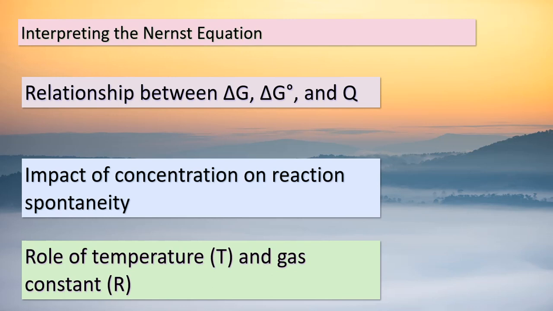The temperature, T, and gas constant, R, also play significant roles in shaping the outcomes. This equation is crucial for predicting the behavior of electrochemical cells and understanding how they function under different conditions. As we move forward, we'll explore more real-world applications and dive into practical examples that bring this equation to life.